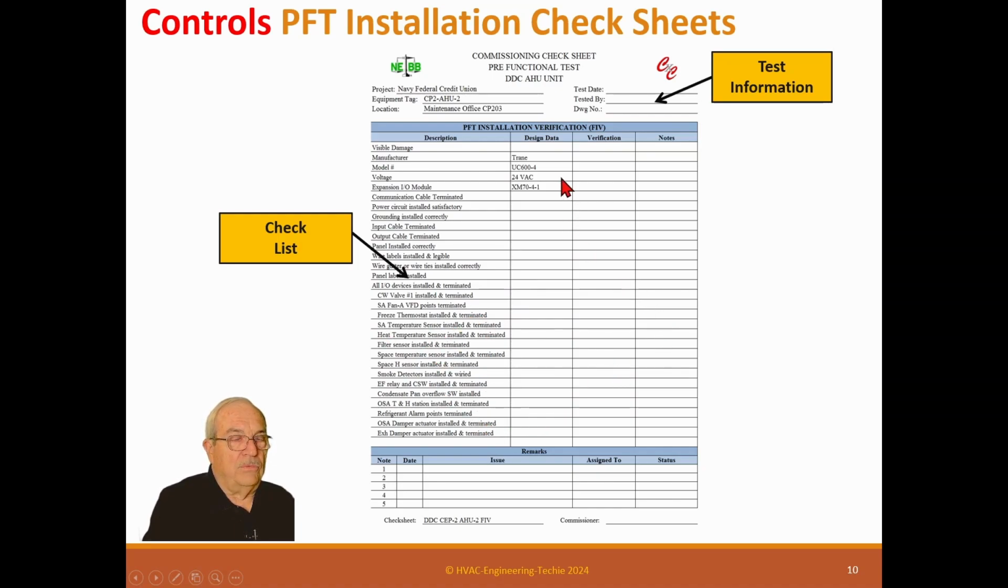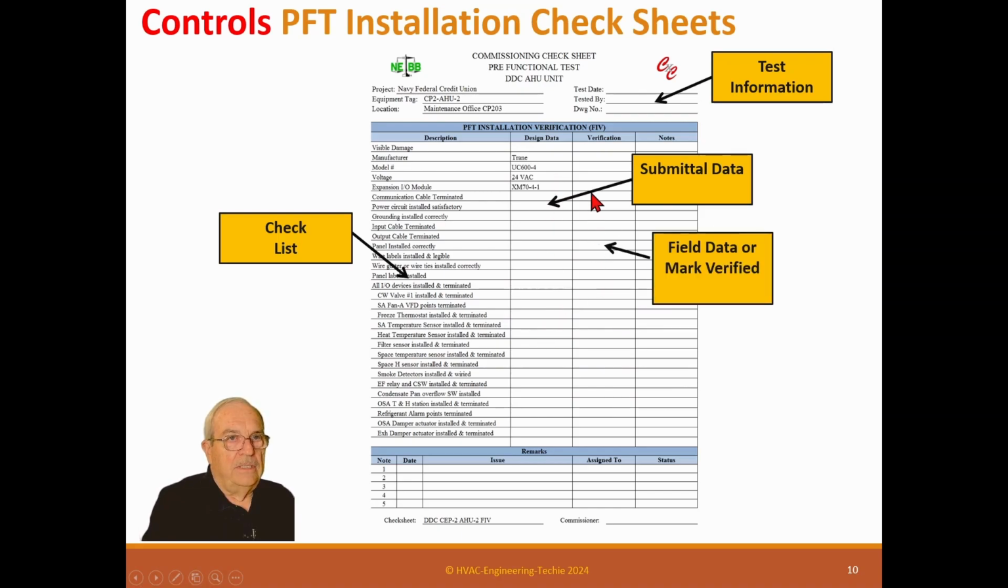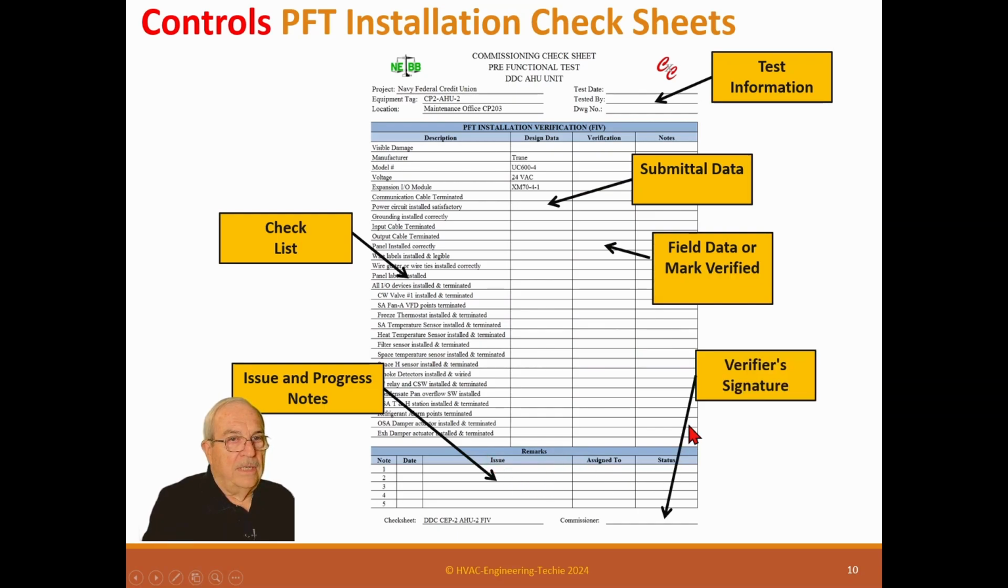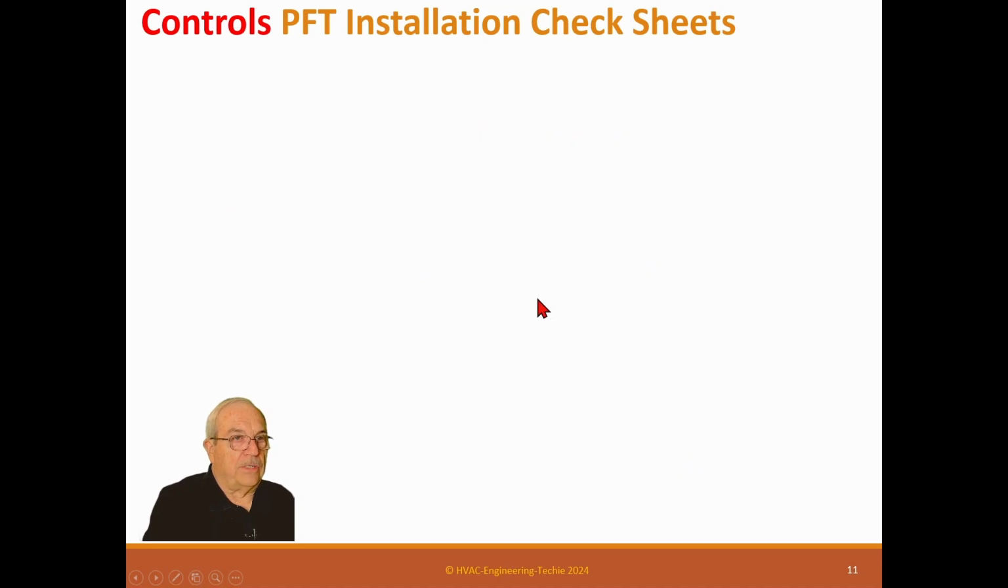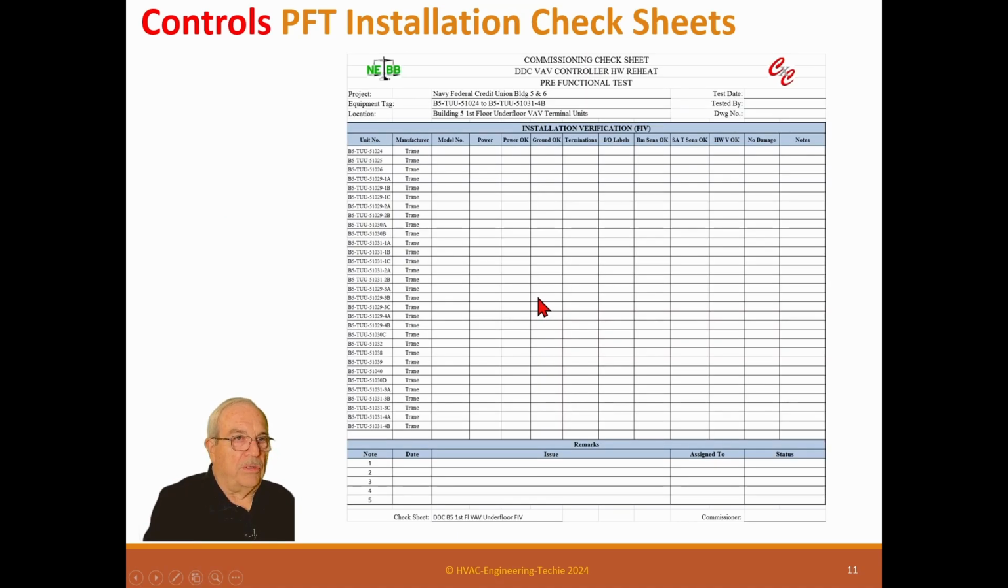And then you go through and say, verified, verified, verified, and you put a note saying, this one's in, but it ain't in correctly, so we need to make an issue log item for that item. This is submitted data. This is field data or mark verified. And this is the progress notes, and that's the verified signature. So this is a control PFT, and these are always filled out by the control contractor. We can fill them out, but normally we don't.